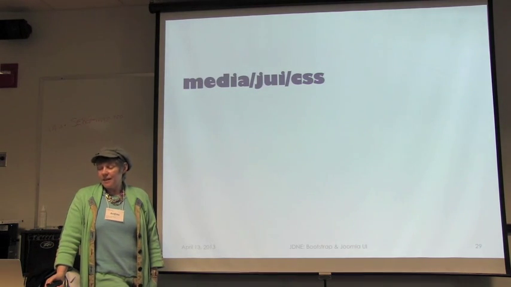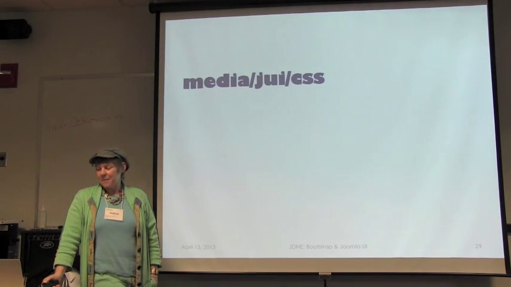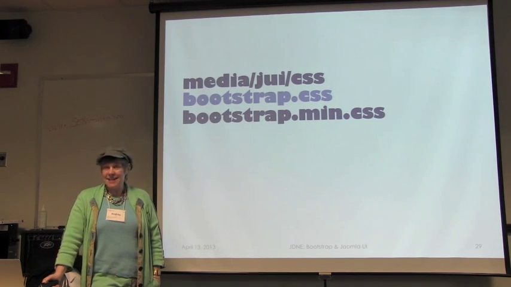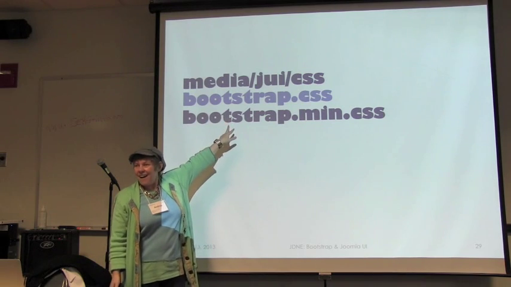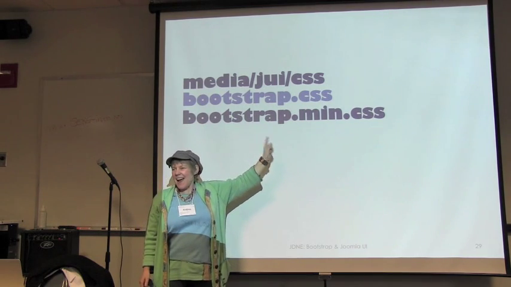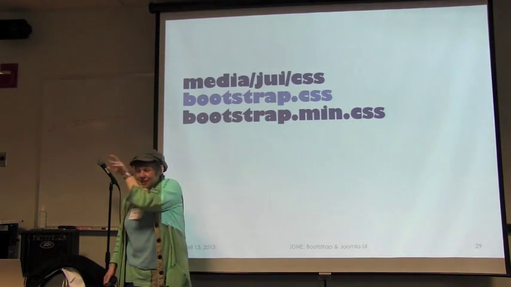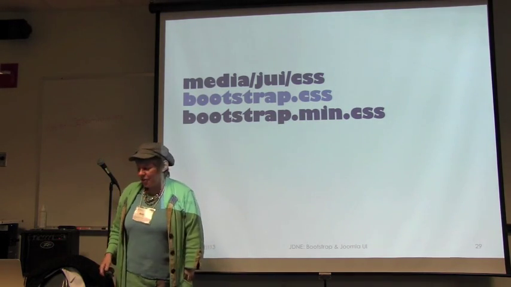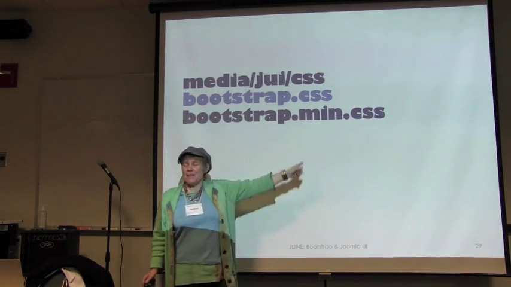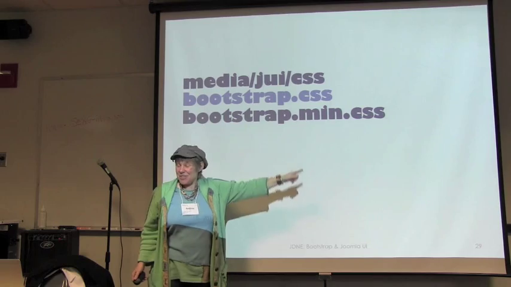So if we're in the Media JUI CSS folder, what we have in there is bootstrap.css and bootstrap.min.css. These 2 files are identical, at least they should be. The only difference is that the min doesn't have any of the comments or spaces. It looks like one great big long line of characters. So normally you'd want to use the min one because that'll load faster. But if you don't know what's going on, you probably want to look at the other one so you can find things.